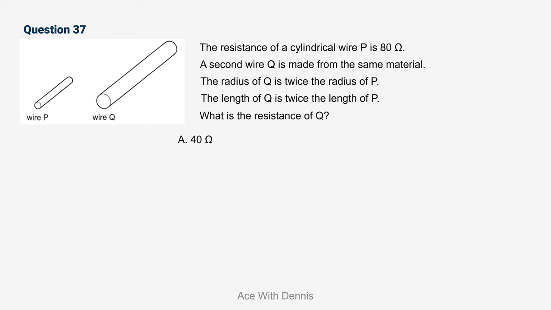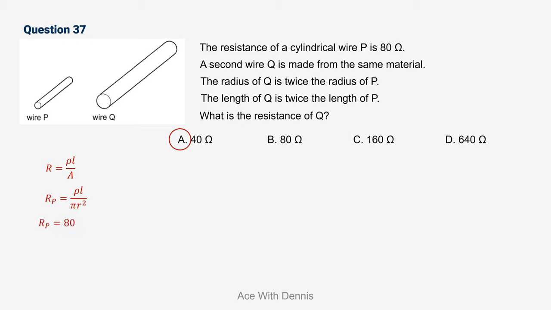A. 40 ohms. B. 80 ohms. C. 160 ohms. Or D. 640 ohms. The answer is A, 40 ohms. To calculate the resistance, we can use the formula R equals rho L over A. So, let's talk about the resistance of wire P, which is rho L over pi R squared.